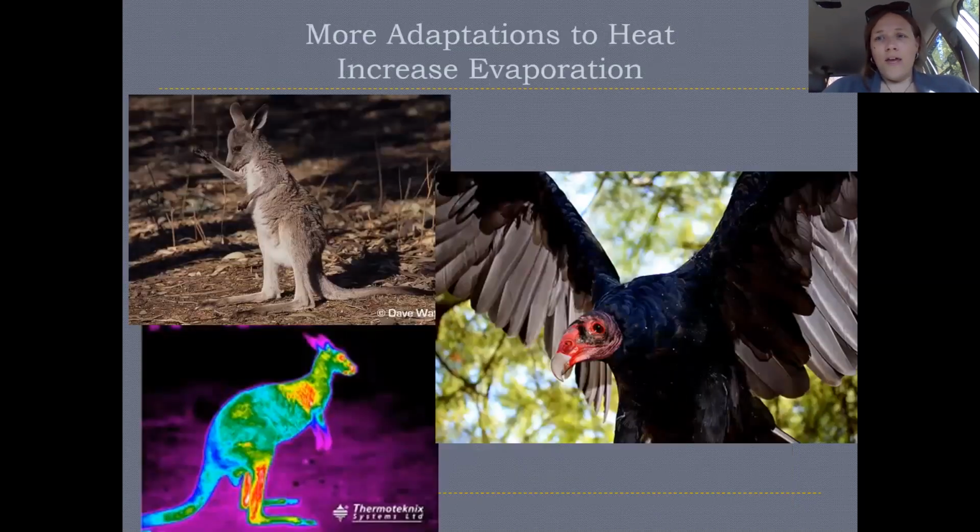Okay, another thing is temperature. Ranges of temperature might be a challenge for organisms. So in areas that are very hot, organisms need to have ways to cool their bodies down. In this case, we have two different animals, a kangaroo and a vulture, and they're both trying to cool their body down by taking advantage of evaporation, which we talked about earlier.